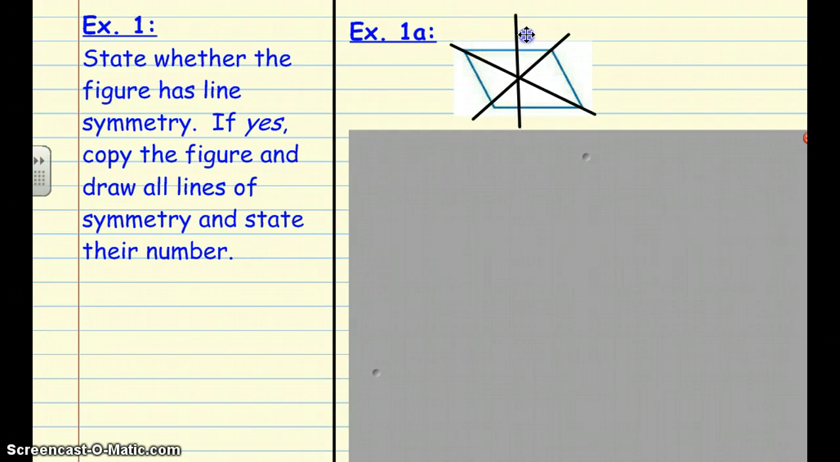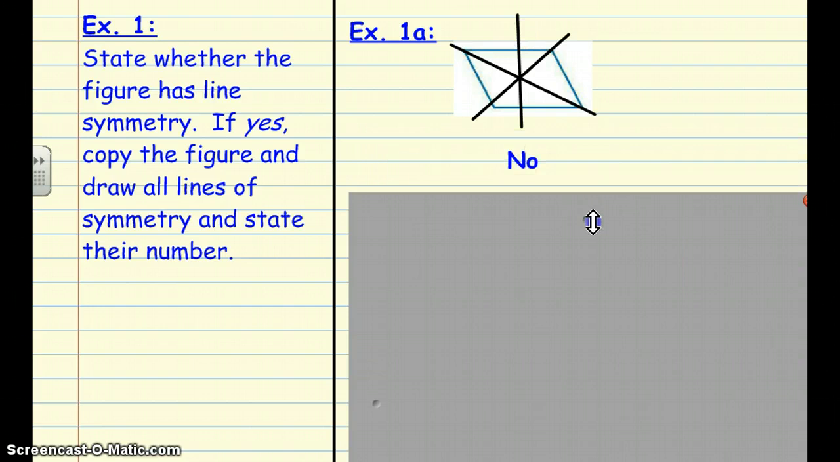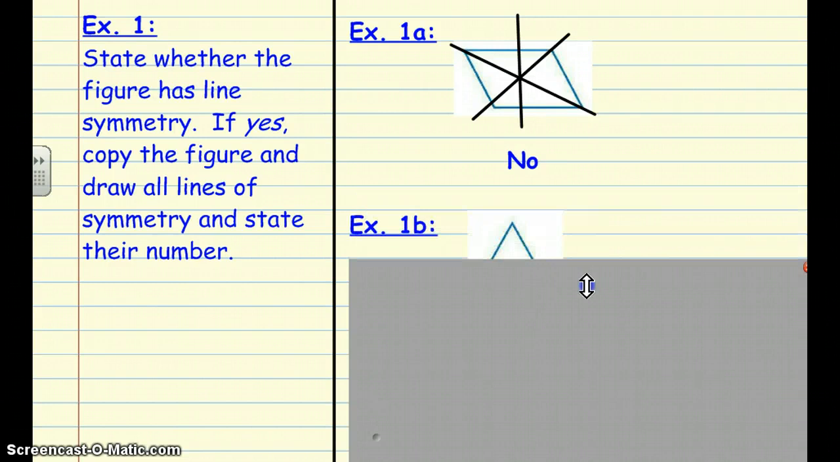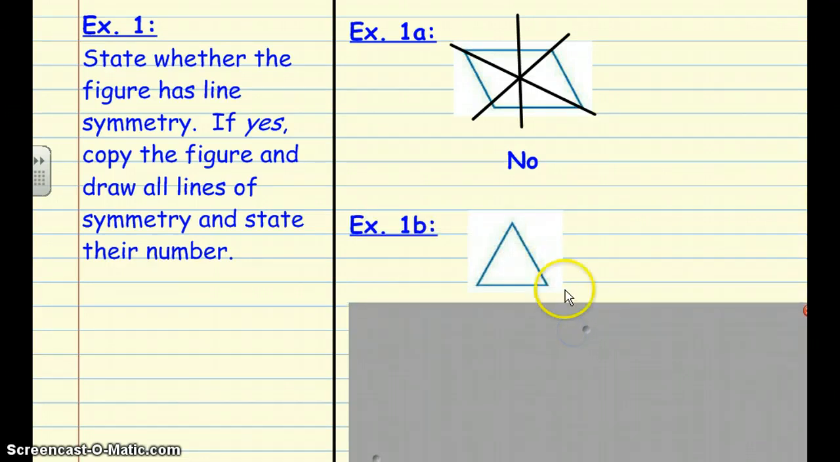So with a parallelogram, this does not have any line symmetry. Again, we have to be able to flip or reflect it across any of those lines that we're thinking of in order for it to have line symmetry.